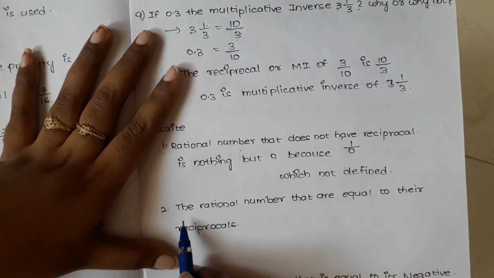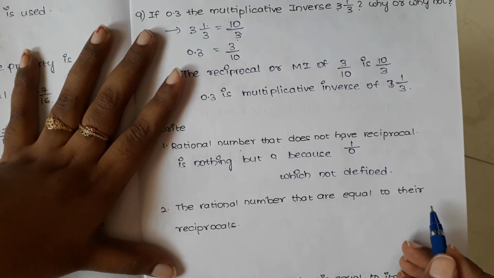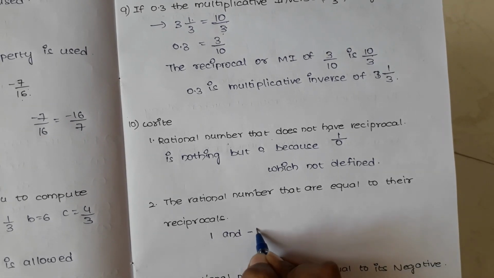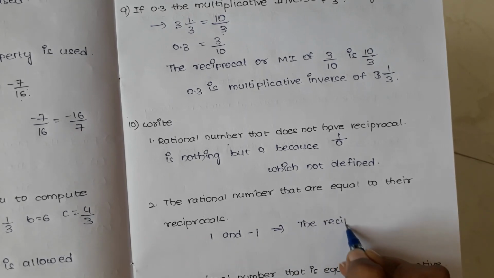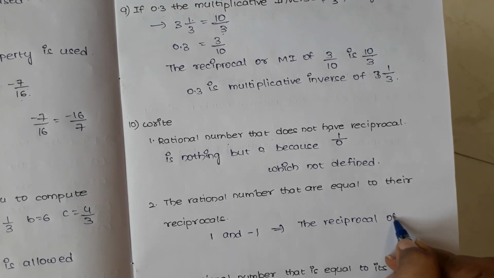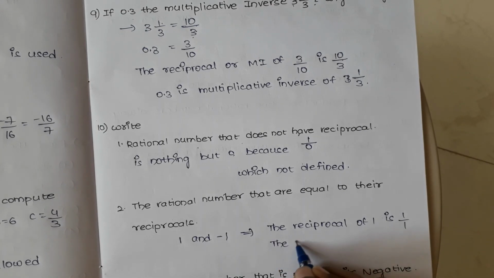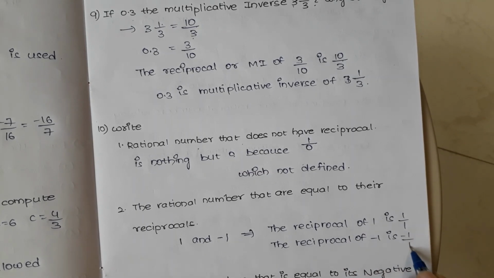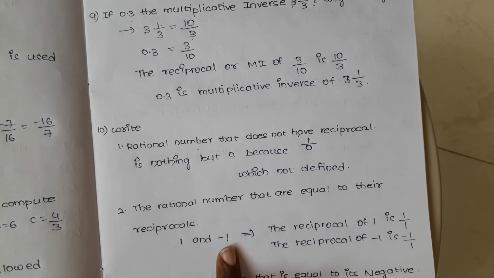And see the next problem: the rational numbers that are equal to their reciprocals. They are nothing but 1 and minus 1, because the reciprocal of 1 is 1 by 1 and the reciprocal of minus 1 is also minus 1 by 1. Both are equal. That's why 1 and minus 1 are equal to their reciprocals.